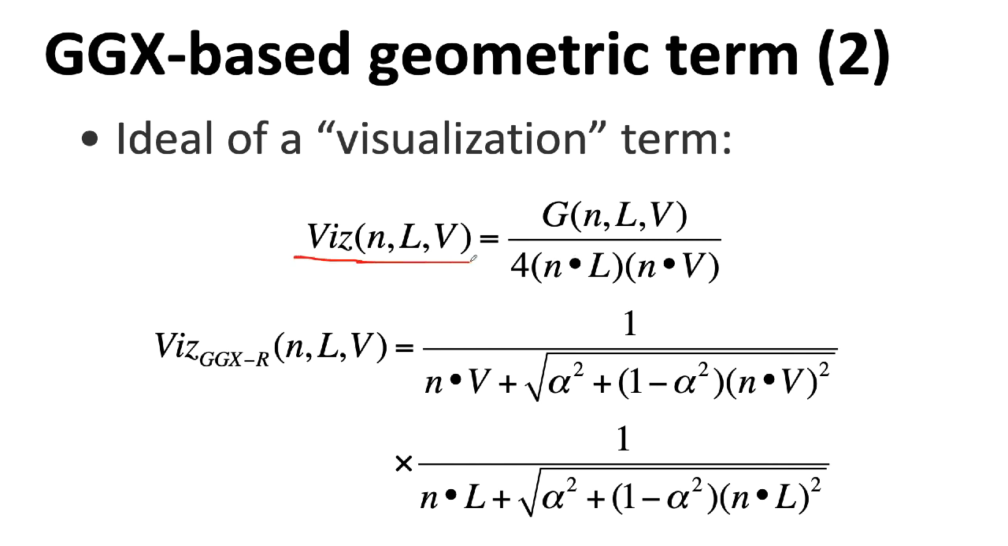Let's define a visualization term, that's my G term, divided by 4 n.l n.v. This is like pre-dividing that denominator from the Cook-Torrance shader. And what happens is that 4 n.l n.v term automatically cancels. And we'll have that visualization term with the factors in terms of n.l and n.v that we were originally expecting. But the whole thing is now a bit more compact, and we've saved some computation. Now, this particular square root does potentially take a while to compute, so maybe we would want to come up with a variation that doesn't require that square root.